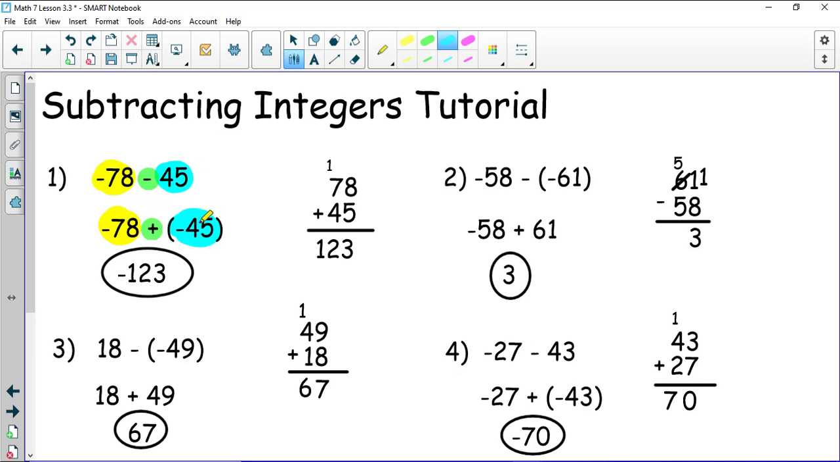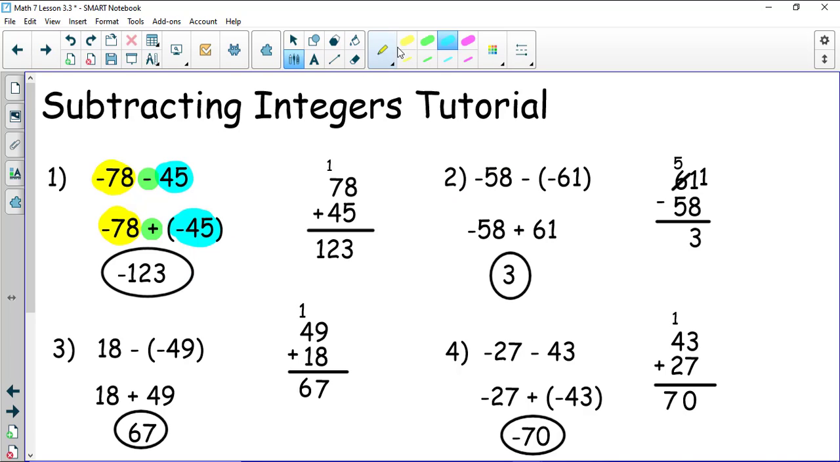Now, our rules for adding integers say that if the signs are the same, we find the sum. So that means I'm going to add 78 and 45 together. And you can see I did this off to the side. 8 plus 5 is 13, leave the 3, carry the 1. 7 plus 4 is 11, plus 1 more is 12. So we get 123 for our solution. But if we add 2 negatives, our solution will be negative. So our final answer is negative 123.